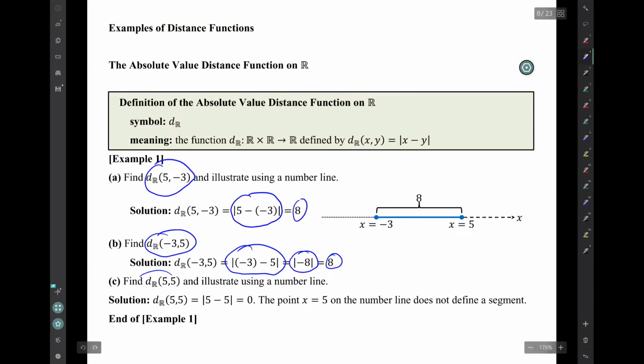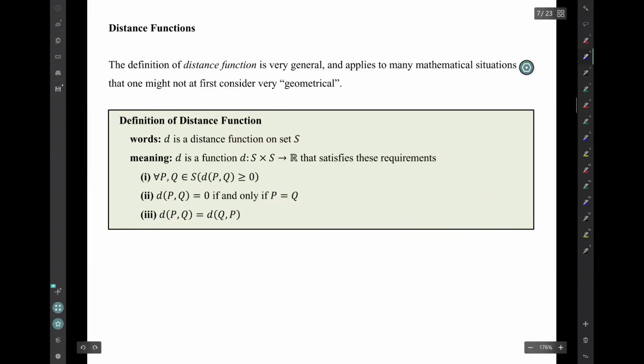Finally, question C, find the distance from 5 to 5. Well, that's going to be this calculation, which gives you 0. That corresponds to that second requirement, that the distance from p to q is 0 if and only if p equals q.